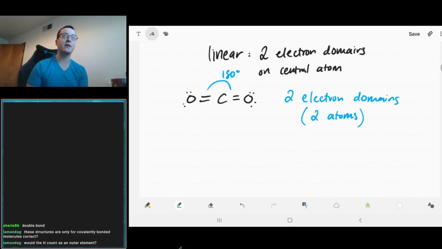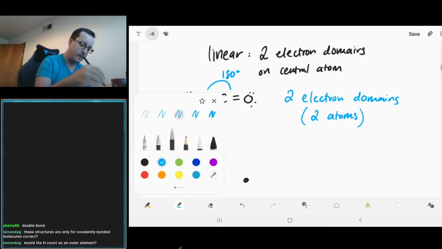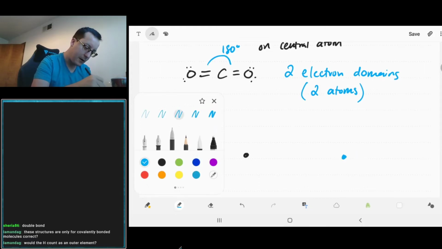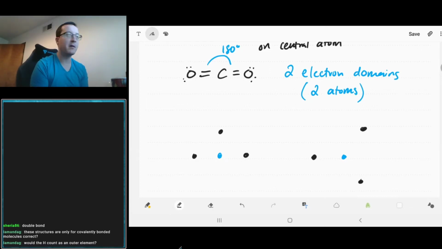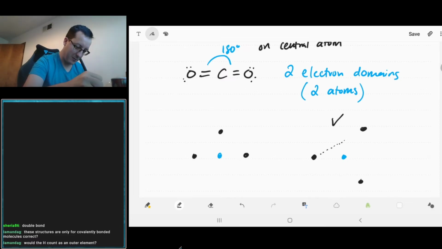Alrighty, I have another case for you. Central atom there. So again, our electron domains are represented by the black dots here. If they want to be as far from each other as possible, they're going to go this way. And so we can see we have a geometric shape here that maybe you're familiar with.